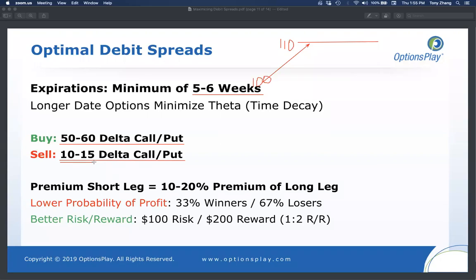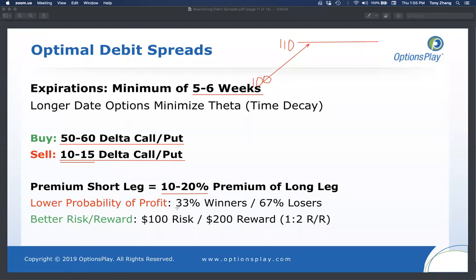Why we want to use a strike price that's relatively far away is so that you're not hitting that very often, because if it hits that, that means you've made a pretty big directional move. So when you pick that relatively far out of the money call or put, you're going to receive about 10 to 20% of the premium of the long leg. So what you sell in that 10 to 15 delta call or put will roughly offset about 10 to 20% of the long call or put.